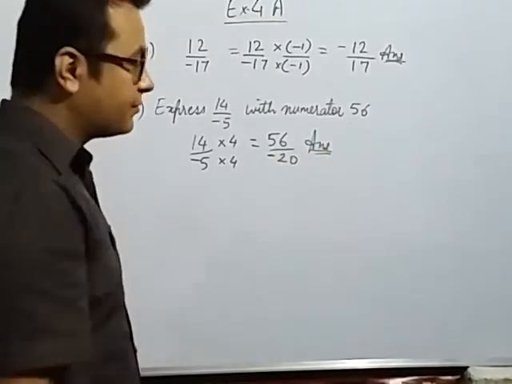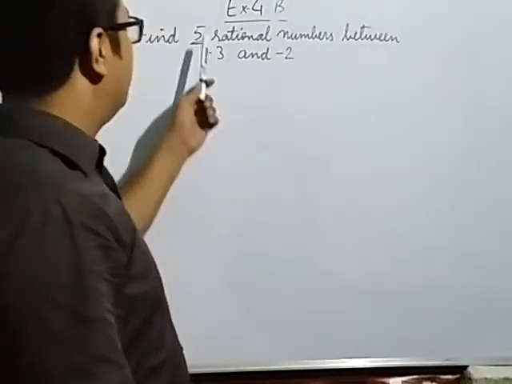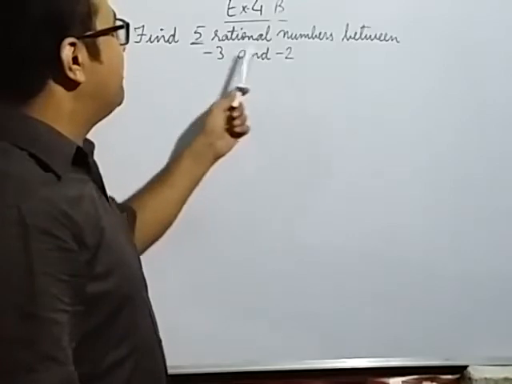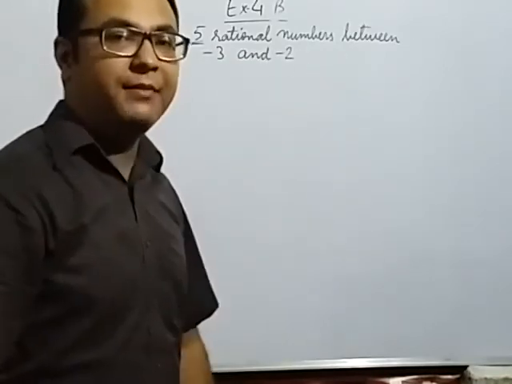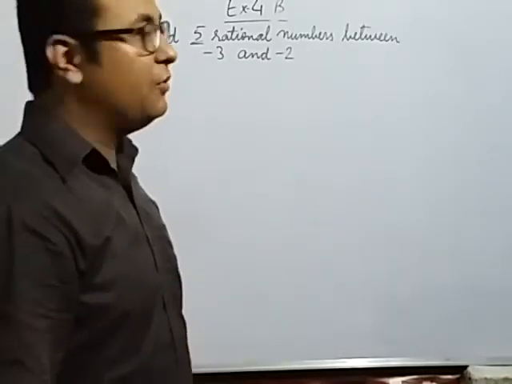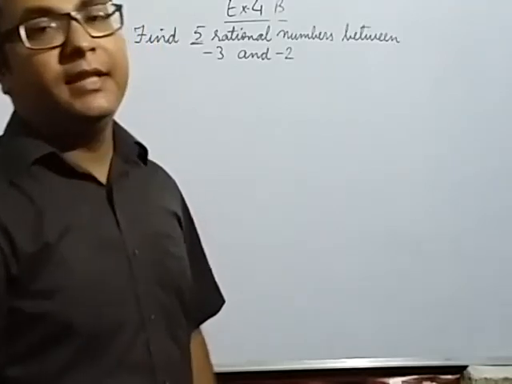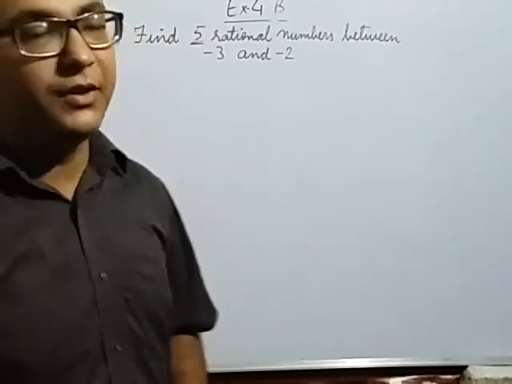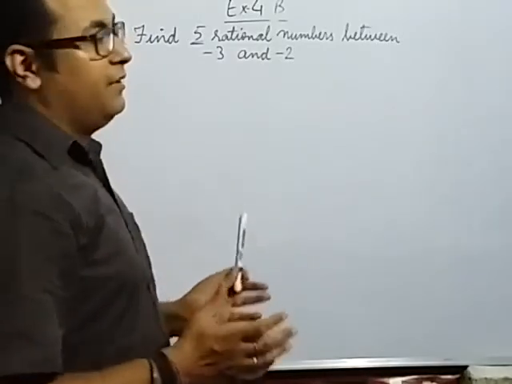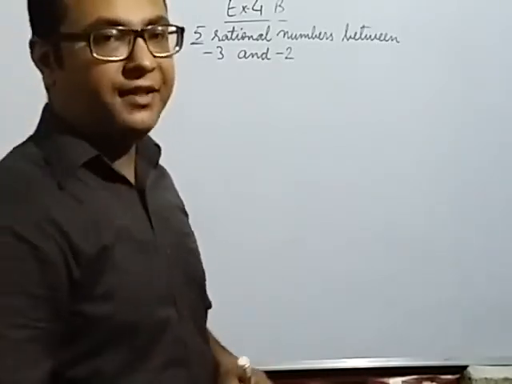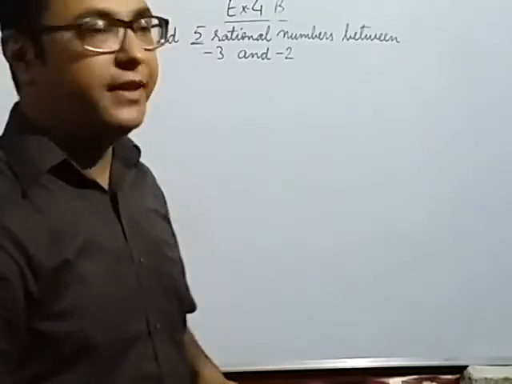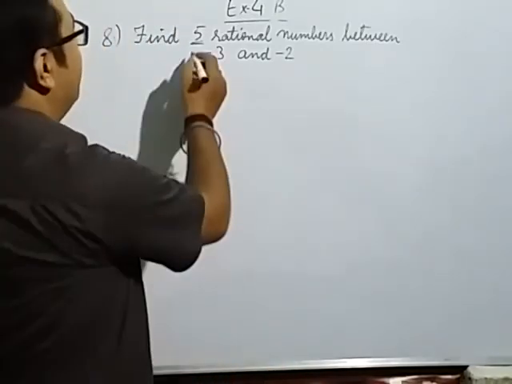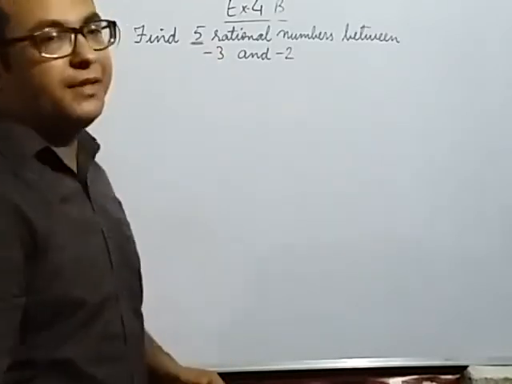Okay. Now let us solve another question of exercise 4b, question number 8. Question is find 5 rational numbers between minus 3 and minus 2. Before I solve this question, I would like to tell you all that there are infinite rational numbers between two given rational numbers. Okay. So there can be infinite rational numbers between two given rational numbers. Here we need to find only 5 rational numbers between minus 3 and minus 2.